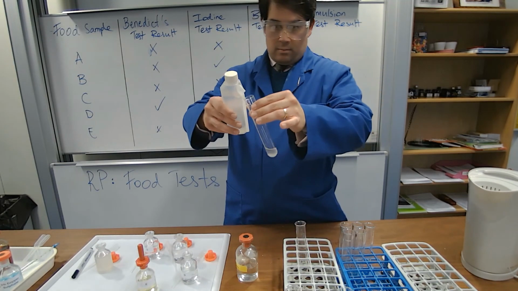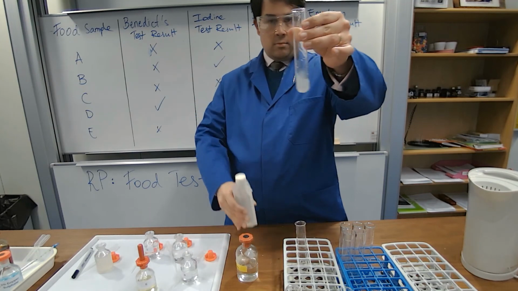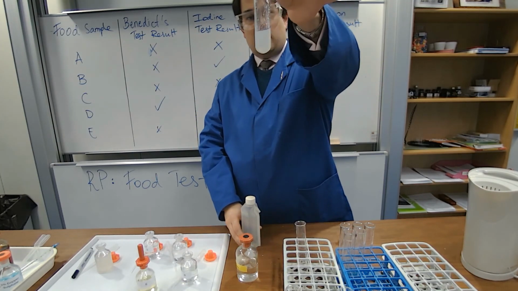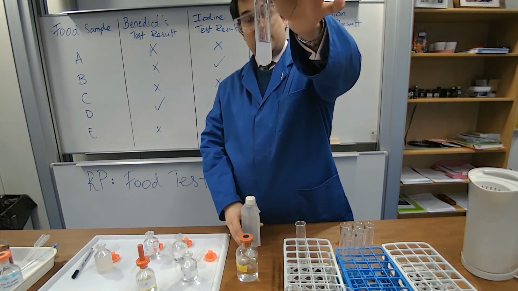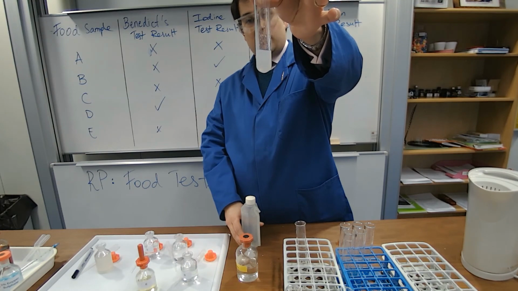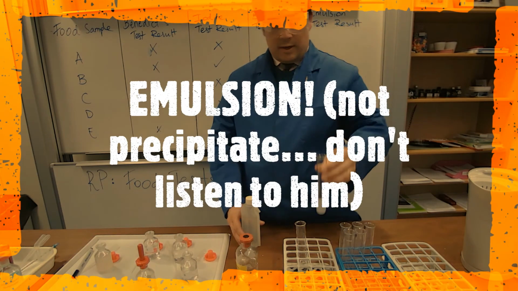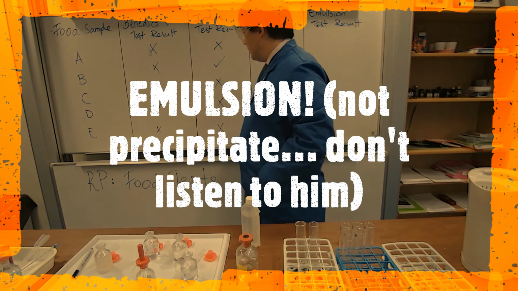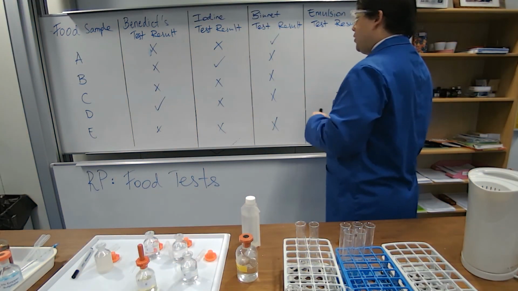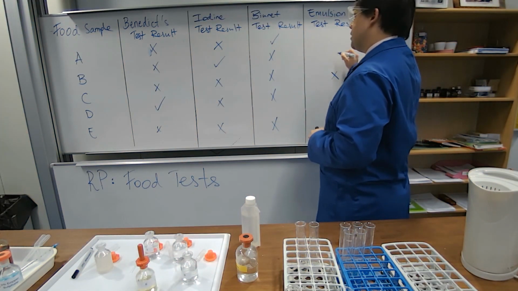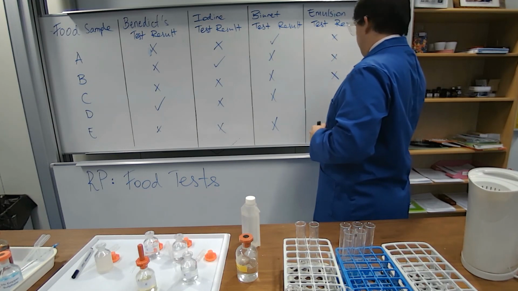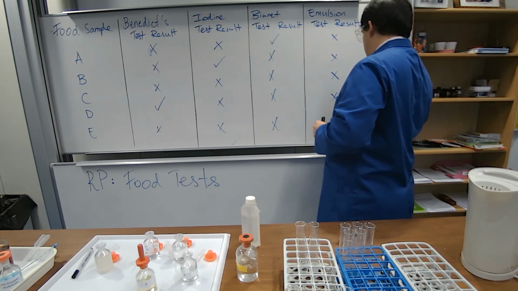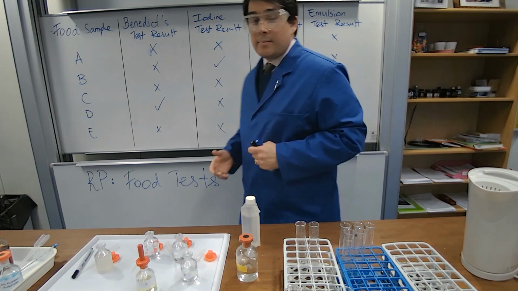As for this one, it has turned a cloudy white, an emulsion has formed. There we go. Positive for the emulsion test. So we know then that C is not, well, these ones I'm telling you that they're not. So E is our one. And there you have it. Food tests.